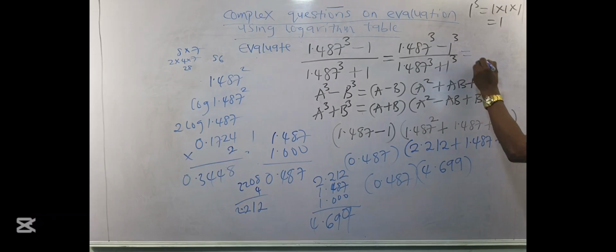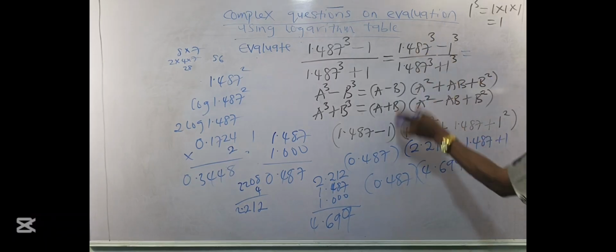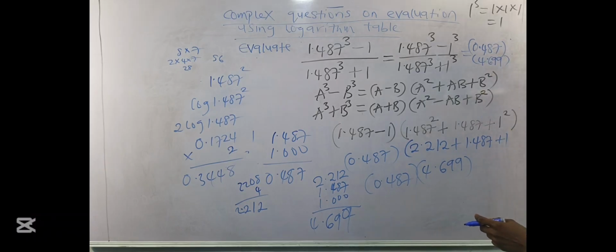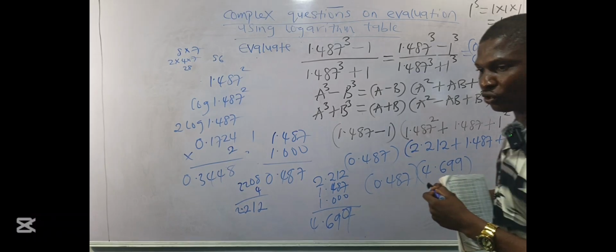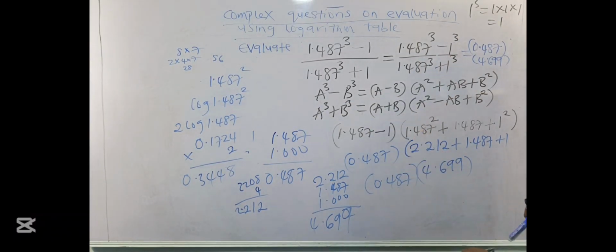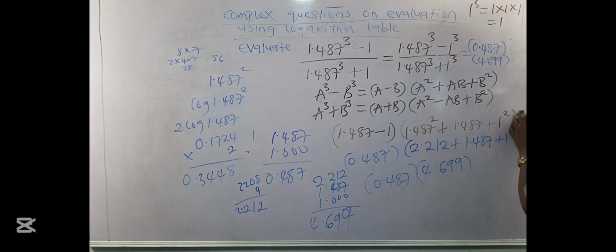0.487. So for the top, I have this expression to be equal to this, 0.487 in brackets, another bracket, 4.699. Multiplication of the 0.487 and 4.699. Now let's try to do that of the bottom, which is the sum of the 2 cube. Sum of the 2 cube. So we've gotten our first value to represent our numerator.